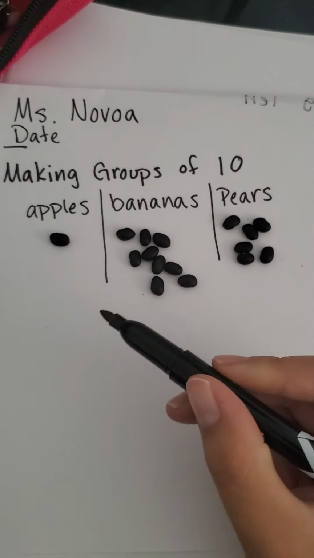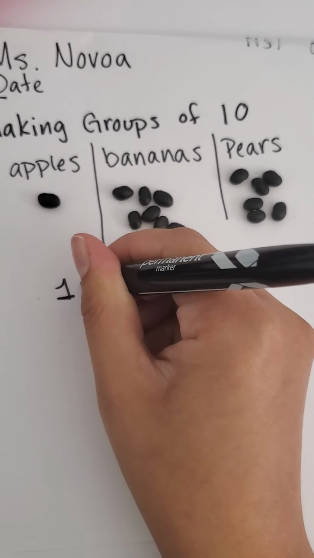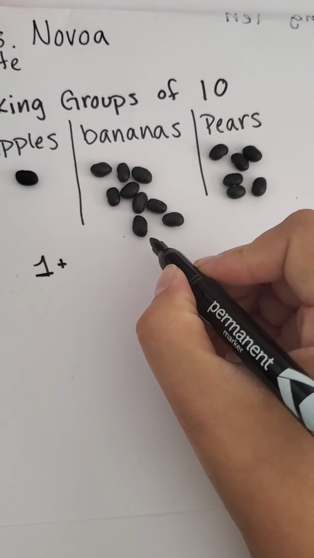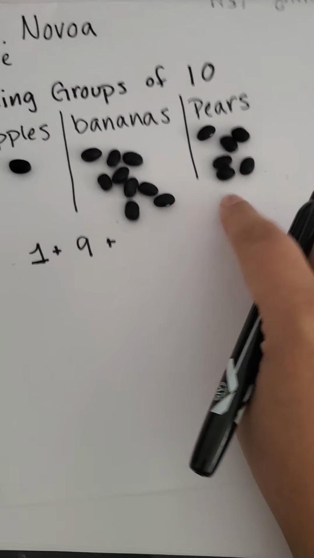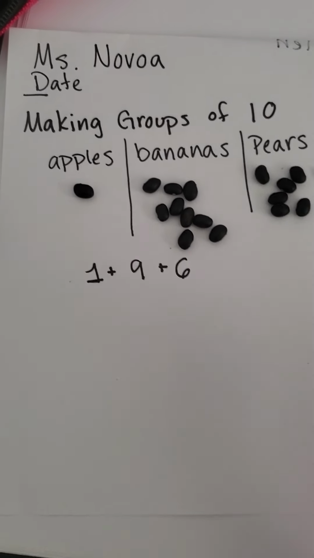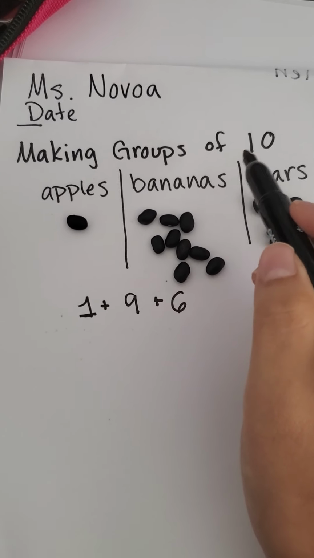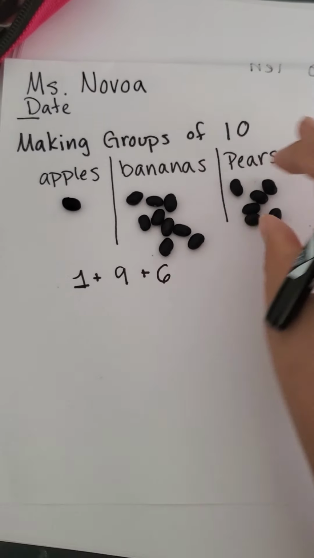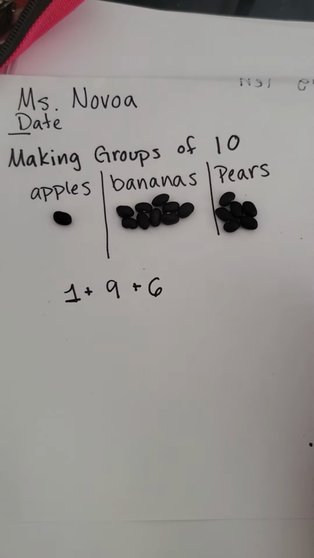Okay, they want to know how much fruit he bought in all. Well, I know I have 1 plus 9 plus 6. Okay, but remember, we are making groups of 10. What it means that making groups of 10, we have to make groups of 10 with whatever we're working with.